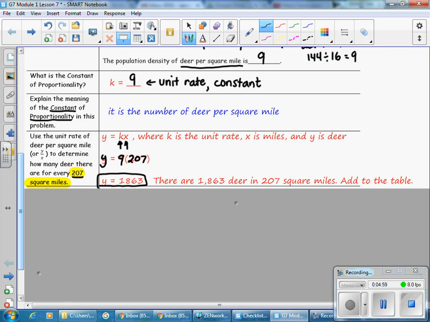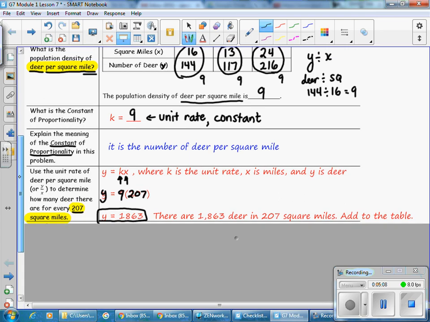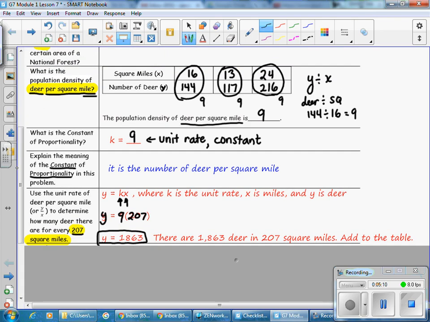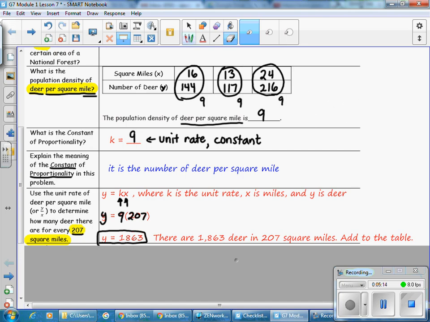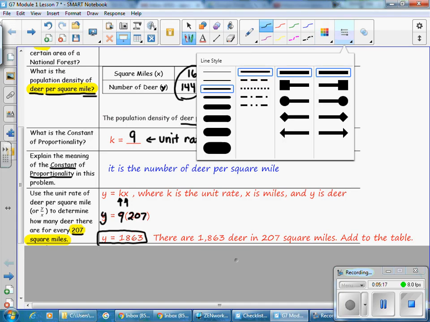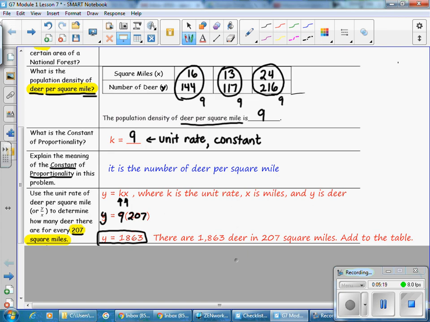So there are 1,863 deer in 207 square miles. Let's add that to the table. Going up in our table, I'm going to erase this so that we have a little bit of room. And just add that to the table. So we've got 207 square miles, 1,863 deer.